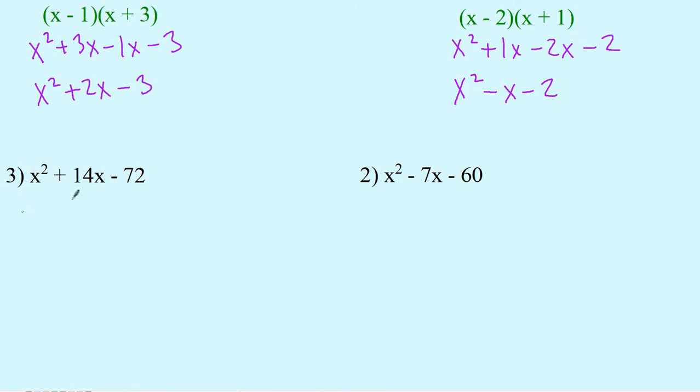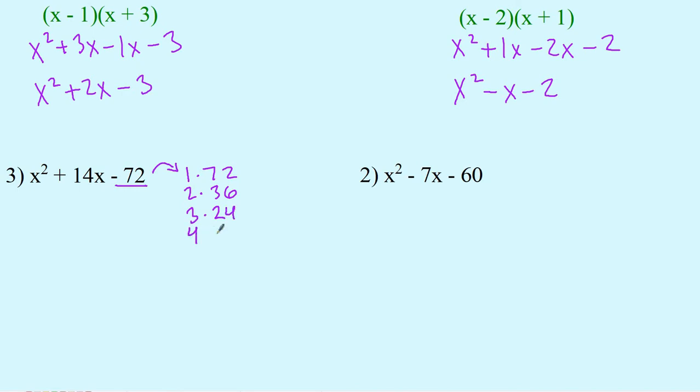So let's just do number 3. We start with negative 72. I'm going to not think about the negative right now. So just look for your multiples of 72. We have 1 times 72, 2 times 36. Oh goodness, we're going to have so many. 3 times, what is that?